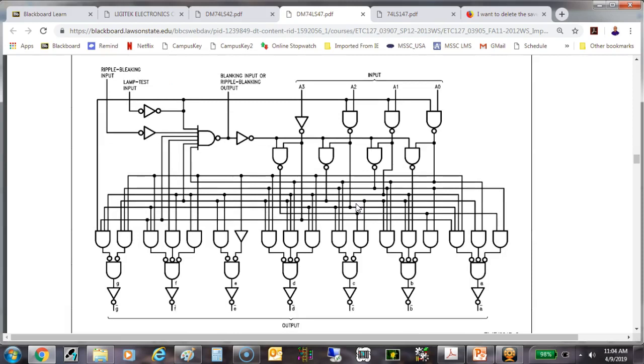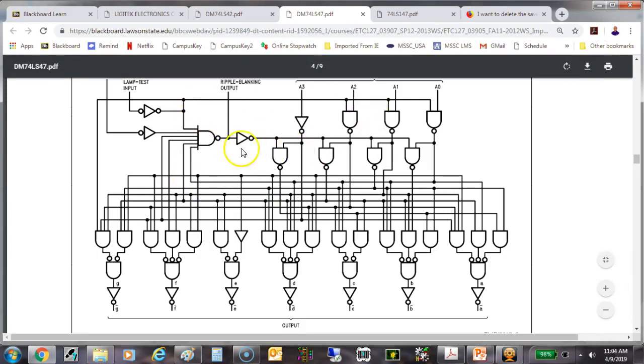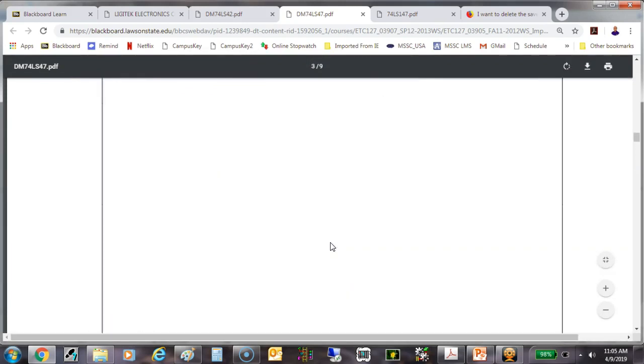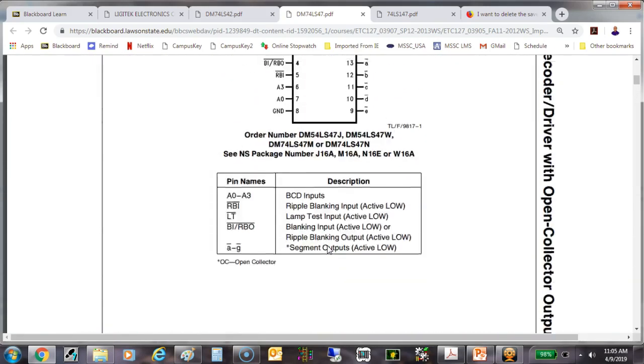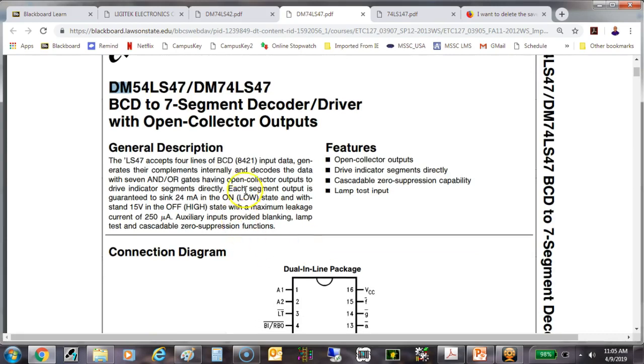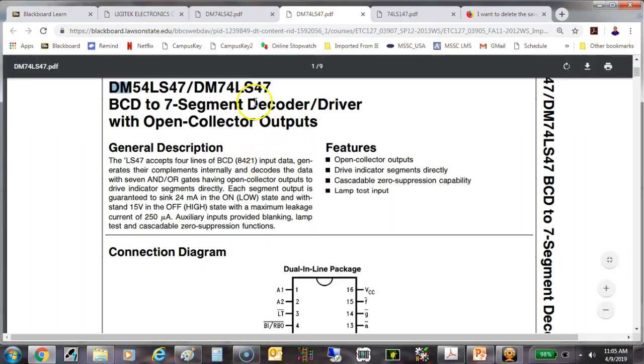But we don't really need to know this, guys. This is very complicated. So you can see how these things become more and more complicated as we go along. All we need to do is understand what this thing does. This is a common anode 7-segment decoder driver. It's got open collector output.